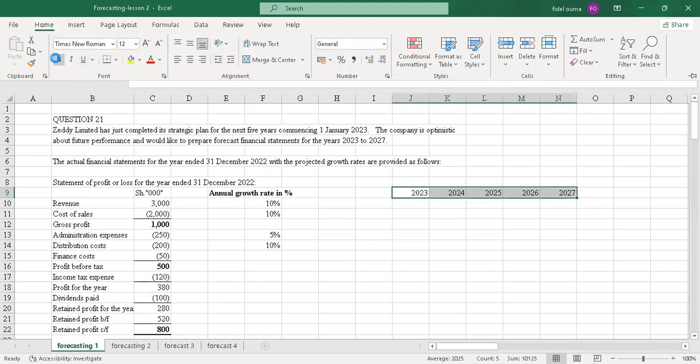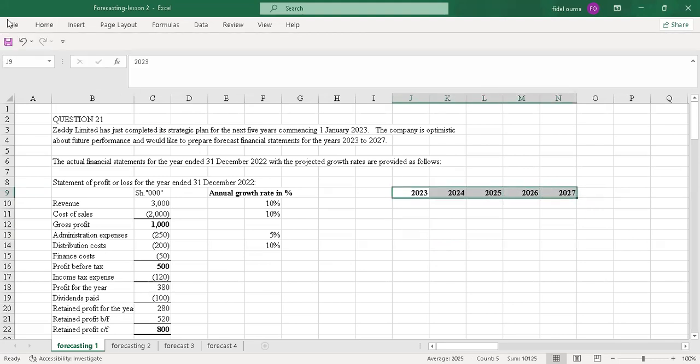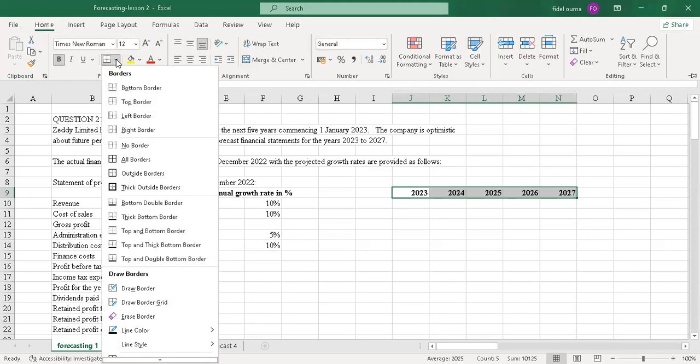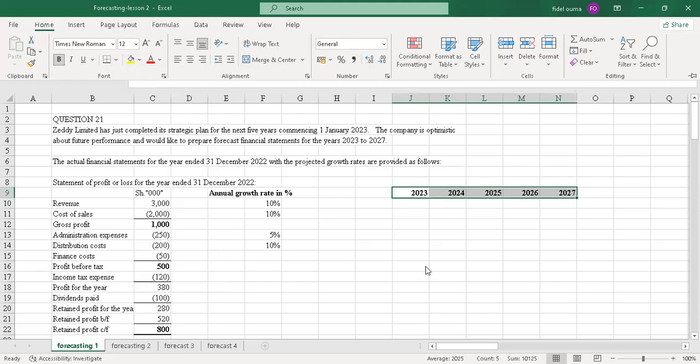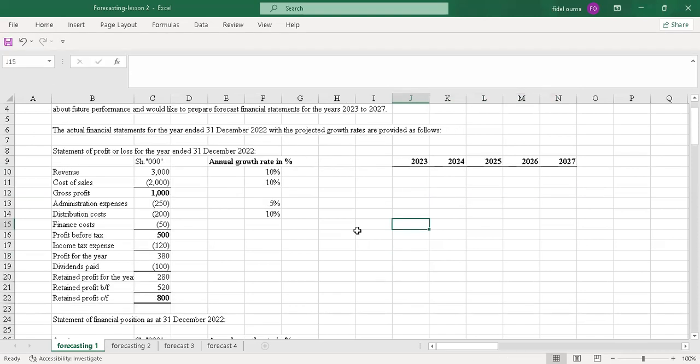So I just bold it. I'll bold that, then I'll create the bottom border. Yeah, so I'll start with the statement of profit or loss. So I just say here, statement of profit or loss.